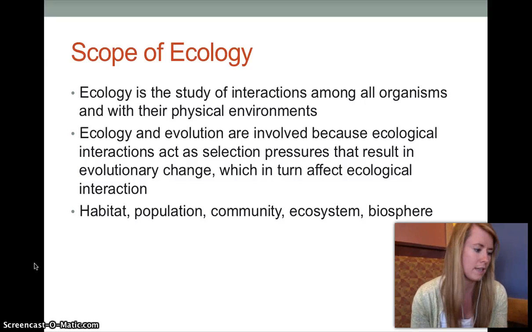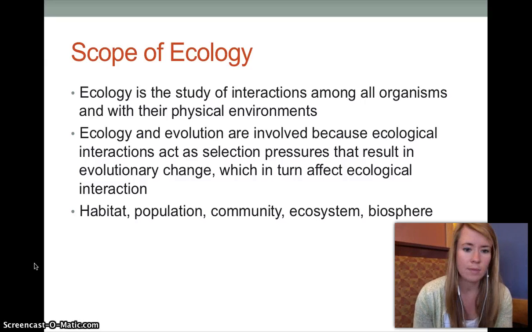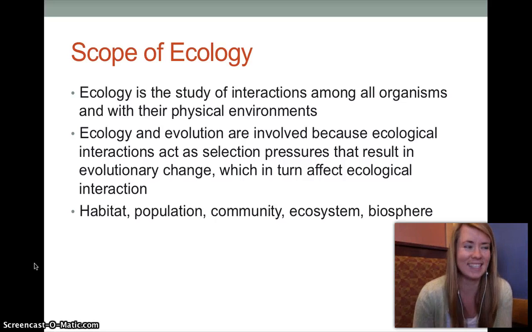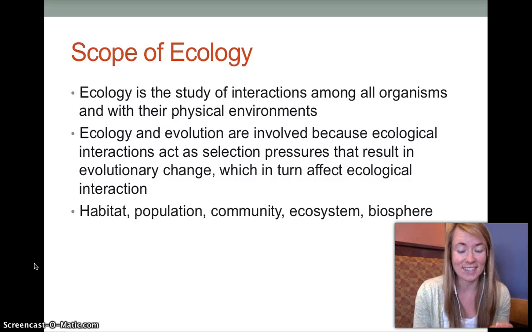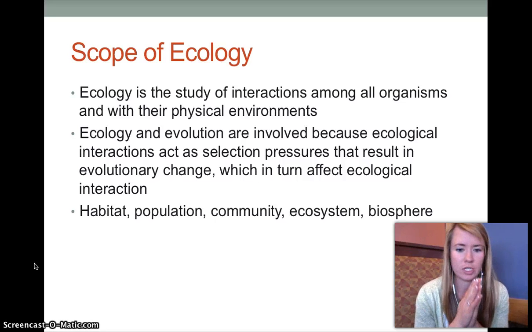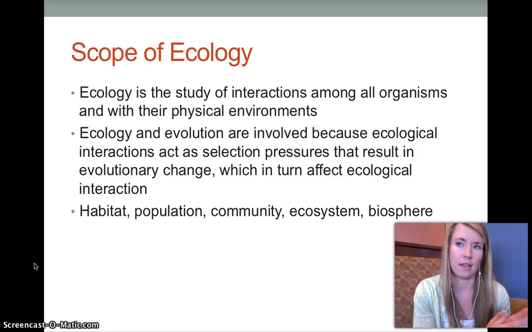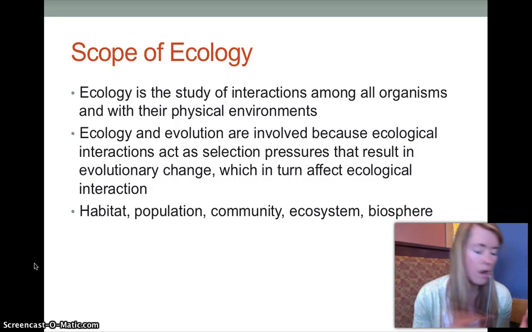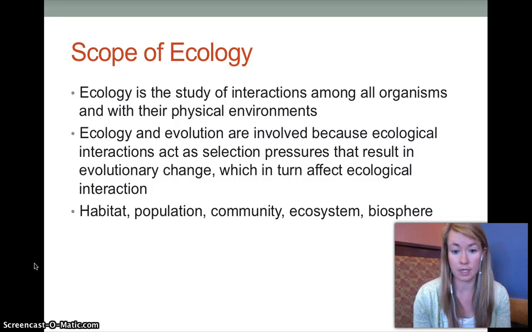And the words that are defined here are habitat. Habitat is kind of like an individual's address, so where it lives. And then population is defined as all organisms belonging to the same species within an area. So all of the mice that live in the courtyard outside my classroom, that would be the population of mice right there. Then community is all of the populations that live in the same spot and interact with each other.